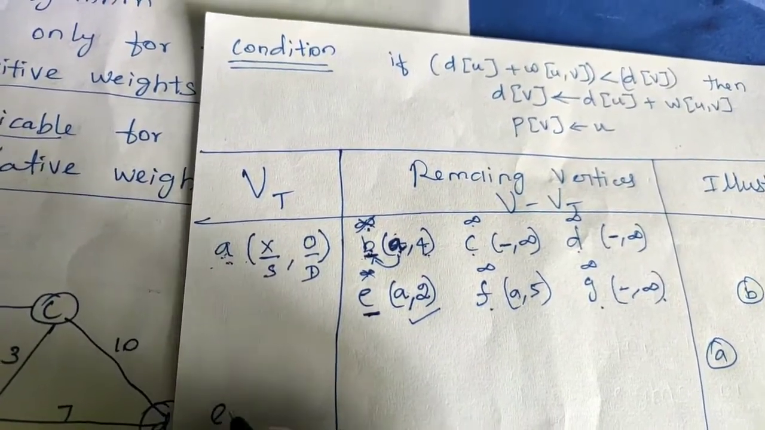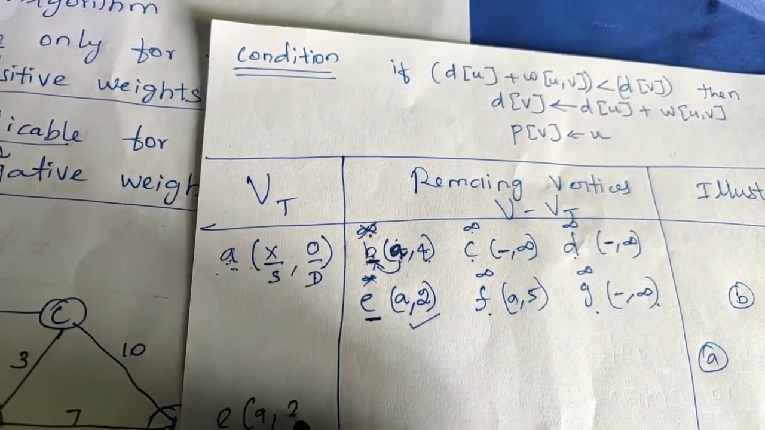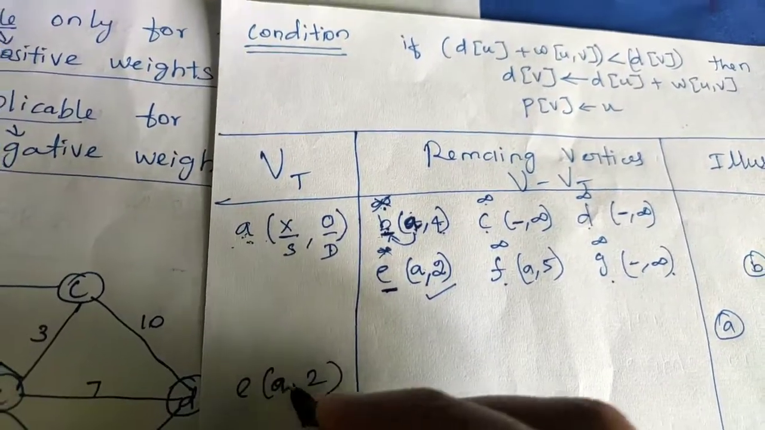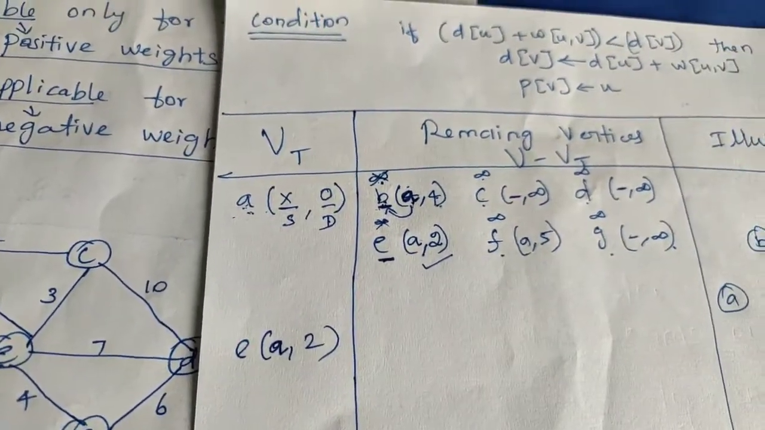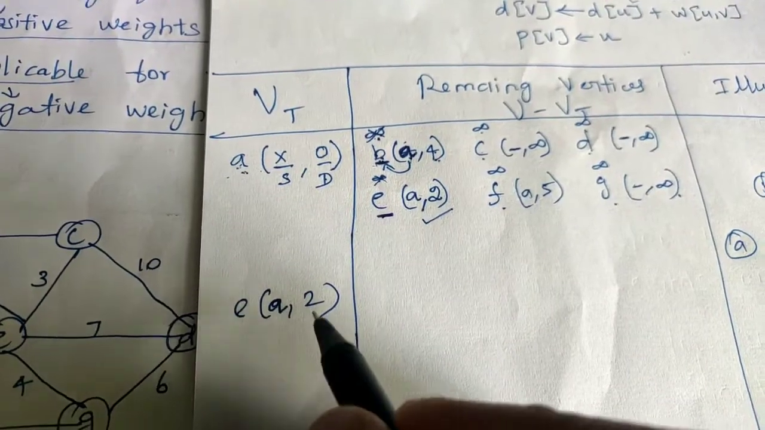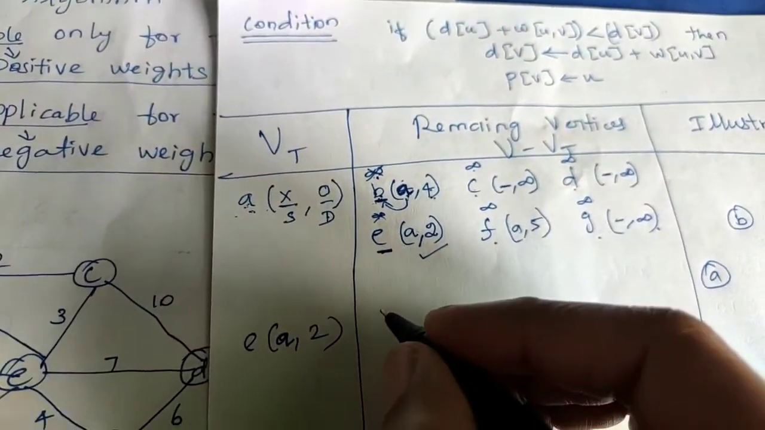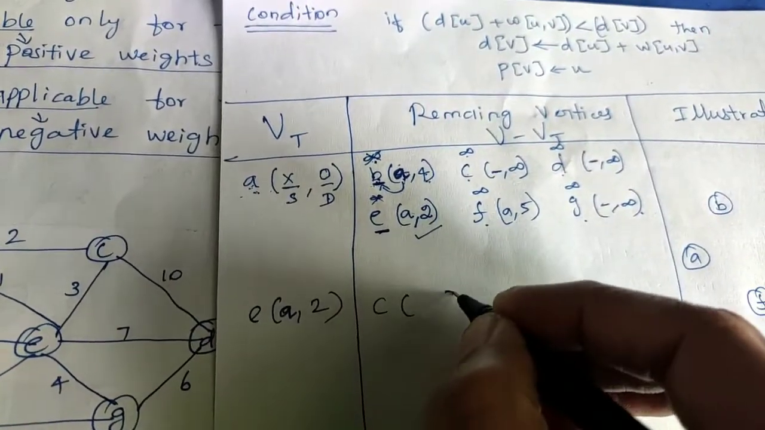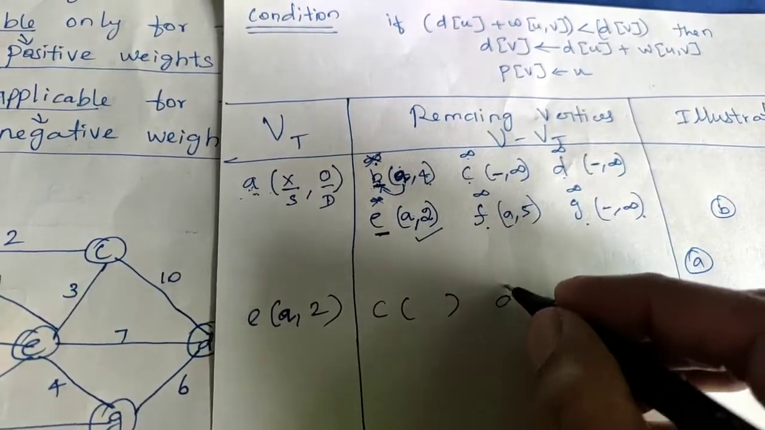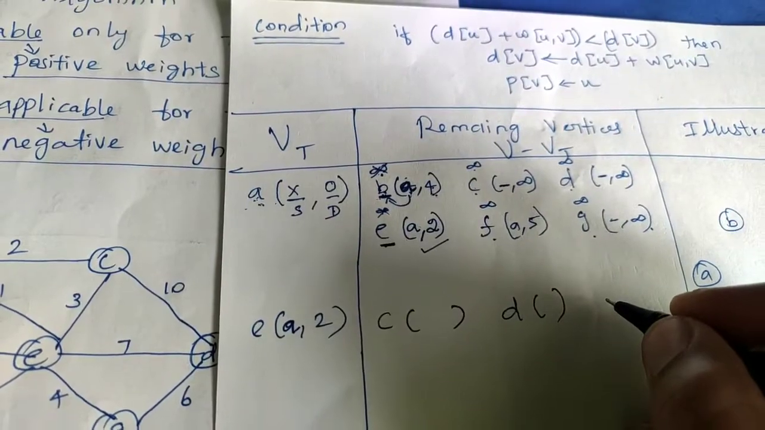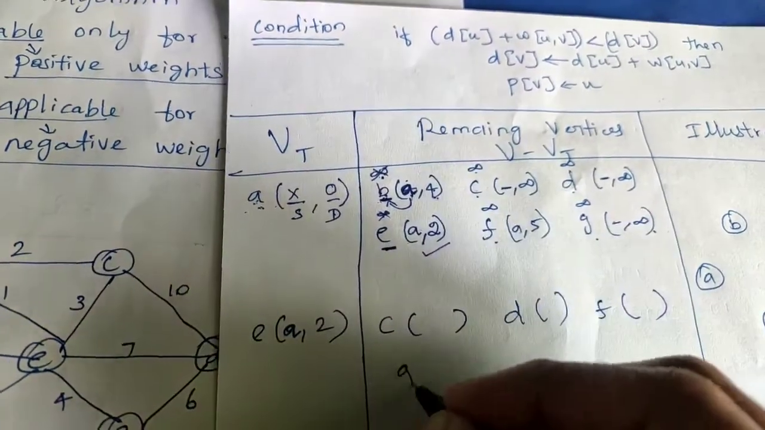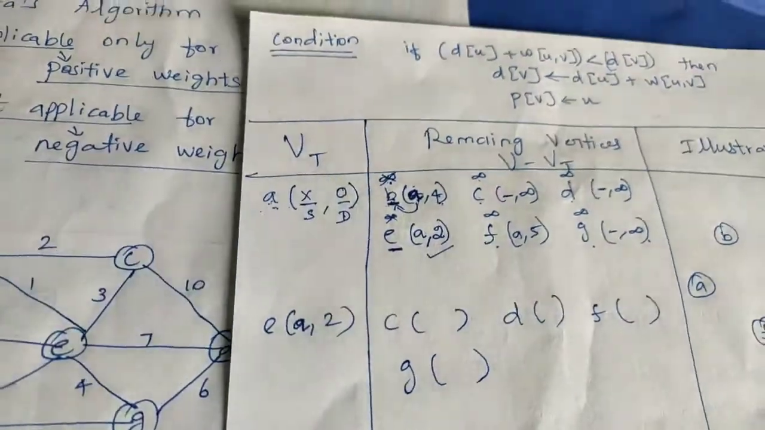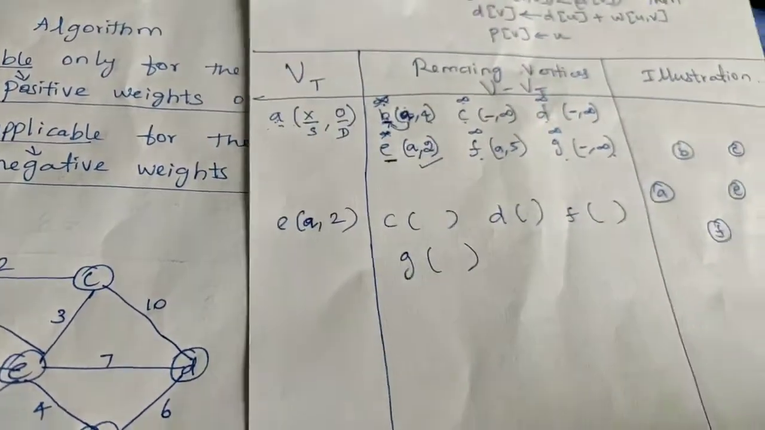That is E of A, 2. E of A, 2 is the vertex which has the minimum distance as 2. Now what are the remaining vertices? By leaving A and E, I have a vertex C, I have a vertex D, I have a vertex F, I have a vertex G. So I have these many vertices to process.